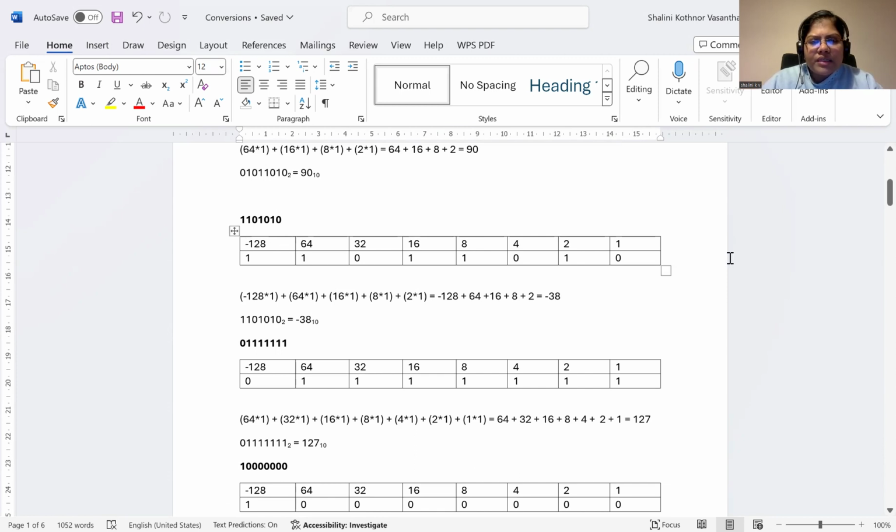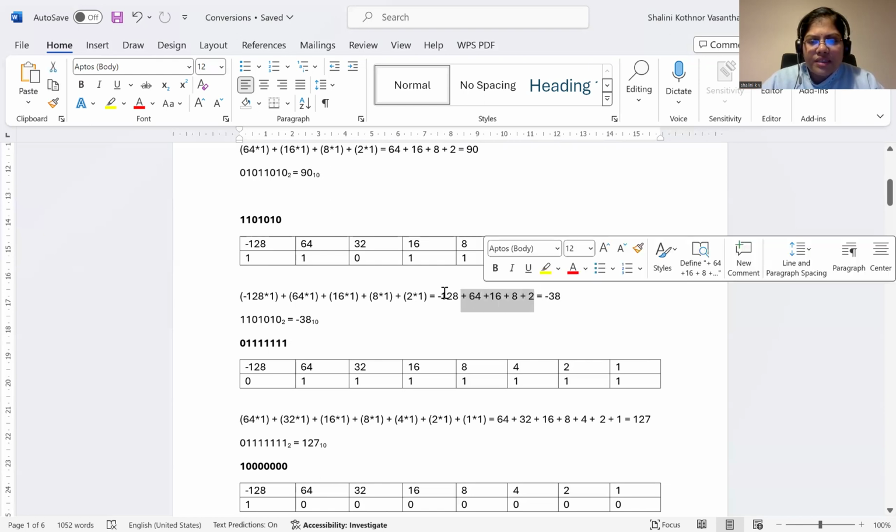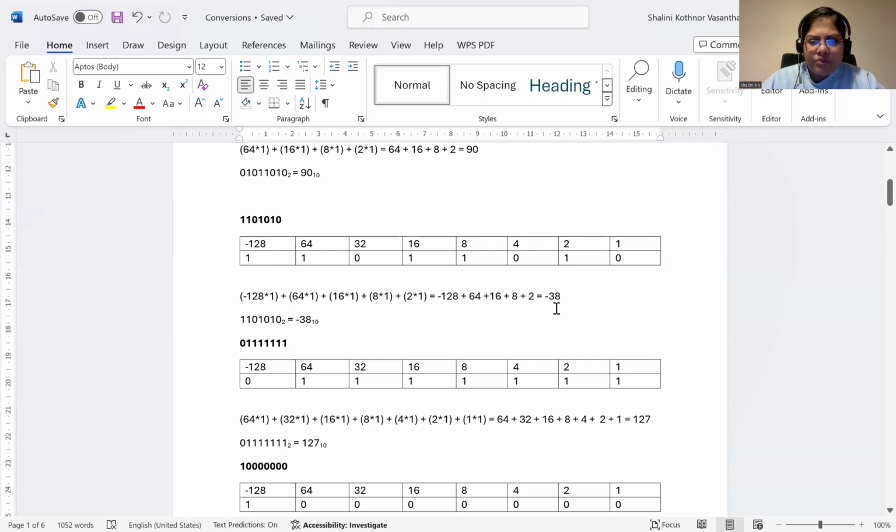1101010. So place it accordingly. Now we can tell that it's a negative number because it is having 128 here. So 128 is also marked as 1. So when we are multiplying the corresponding values, we will get minus 128 plus 64 plus 16 plus 8 plus 2. Add up all the positive numbers and subtract from 128. We are going to get the answer as minus 38 and maintain the negative sign as it is.